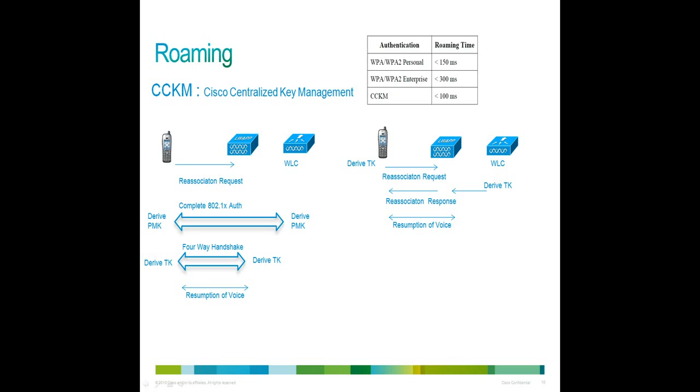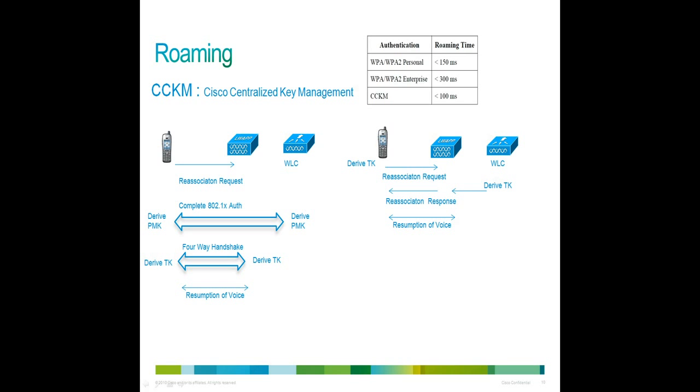CCKM is a Cisco proprietary algorithm which enables fast roaming. CCKM uses different keying methods to enable fast roaming between access points. On the left-hand side you see a regular 802.1x-based authentication, where you notice a reassociation to an access point results in reauthentication with the RADIUS server, followed by what is called a four-way handshake process. Once the four-way handshake process is completed, you see the phone resuming the voice conversation.